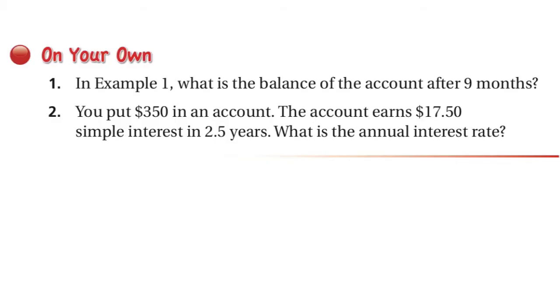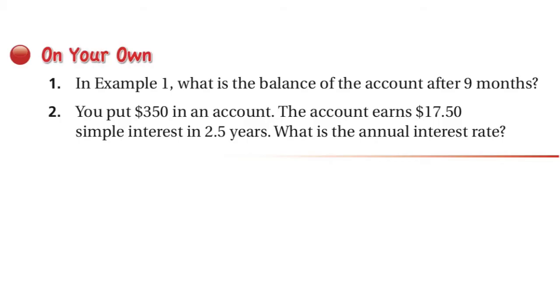To solve number 1 on your own, you're going to have to go back to example 1. And this time, for the time, you don't put in 9 for 9 months. Remember, it's an annual interest rate. So 9 months is 3/4 of a year, or 0.75. So for the time, you'll put in 0.75.